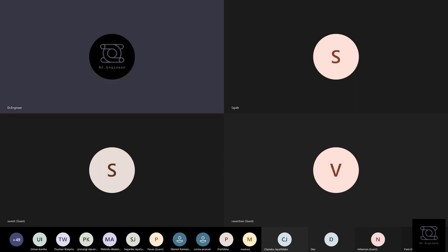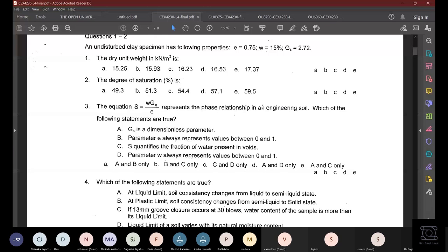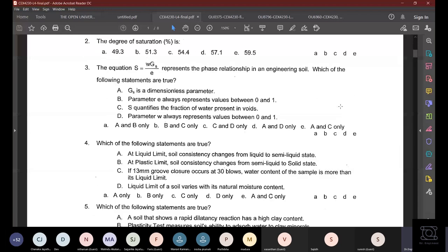Right, can you see the paper now? Right, question three is based on that equation. They are asking a few statements. The first statement says Gs is a dimensionless parameter. Yes, it's correct, it's a dimensionless parameter. And parameter e always represents a value of 0 to 1. No, it's wrong. Void ratio can have a value greater than 1. S quantifies the fraction of water present in voids. Yes, that is correct. S, the degree of saturation, is the volume of water divided by the volume of void.